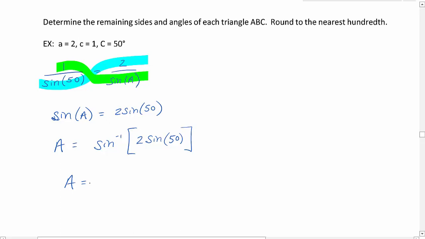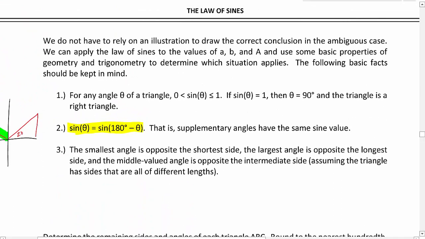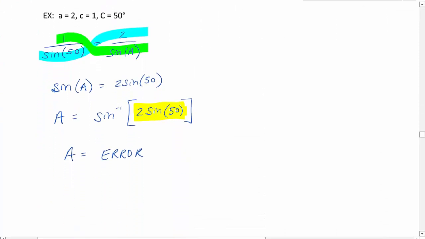Plugging it in, what does your calculator say? Go ahead, try it again. We're getting an error from our calculator. We're getting an error because this value right here, 2 sine of 50 degrees, is larger than 1. And our first property up here said that sine of theta has to be between 0 and 1. And that's what we're taking sine inverse of, so that's why we're getting an error.